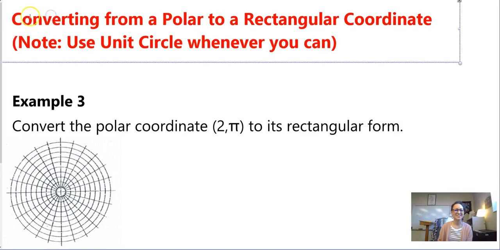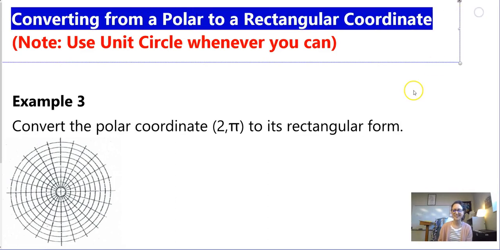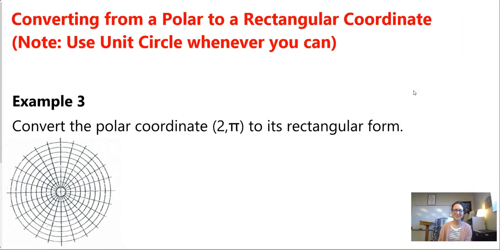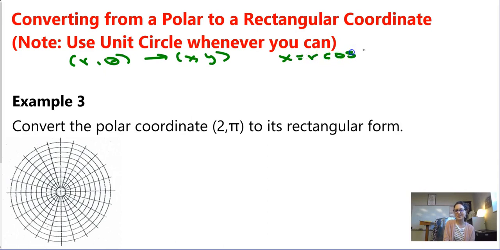I'm going to force pause on your screen. Go ahead and write this title here. All right, so if I want to go from polar, so that would be (r, theta), to rectangular, that would be (x, y), we're going to do exactly what we just saw. So x is going to be r times cosine of theta, and y is going to be r times sine of theta.